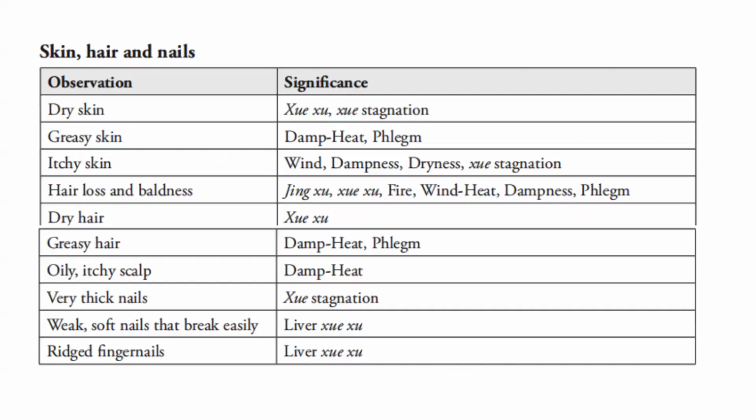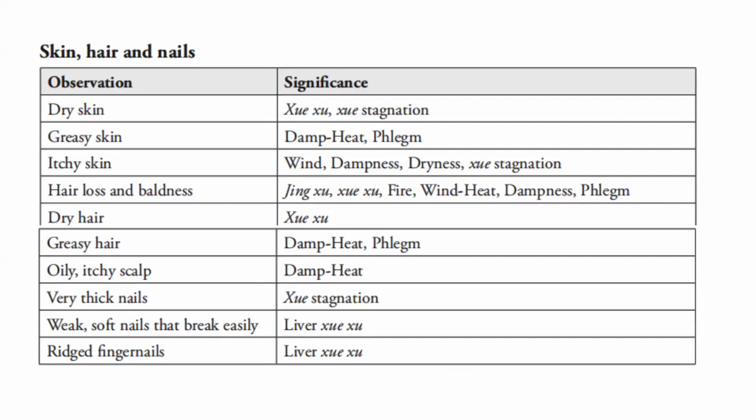Skin, hair, and nails observation and significance. For dry skin, there's shui shu and blood stagnation. Greasy skin, damp heat, and phlegm. For itchy skin, there's wind, dampness, dryness, and blood stagnation. Hair loss and baldness, significance is jing shu, shui shu, fire, wind heat, dampness, and phlegm. Dry hair, blood shu, greasy hair, damp heat, and phlegm.